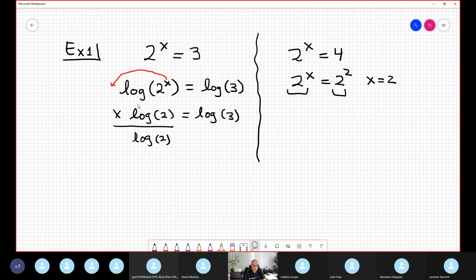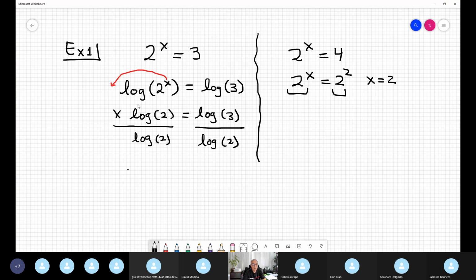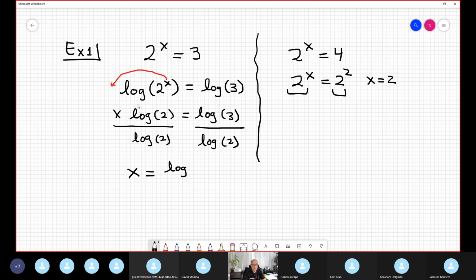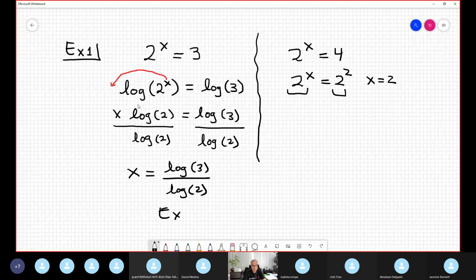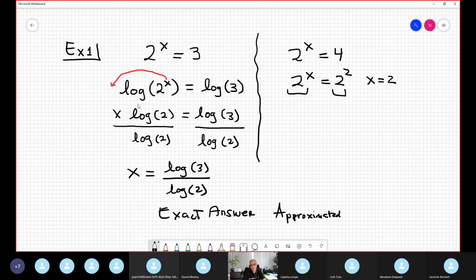Okay. Divide both sides by this. And definitely x is equal to log(3) divided by log(2). Okay, so now this is the exact answer. But in real life, we don't need the exact answer. We need the approximate answer. And for the approximate answer, you put the approximately-equal symbol and you put it in a calculator.